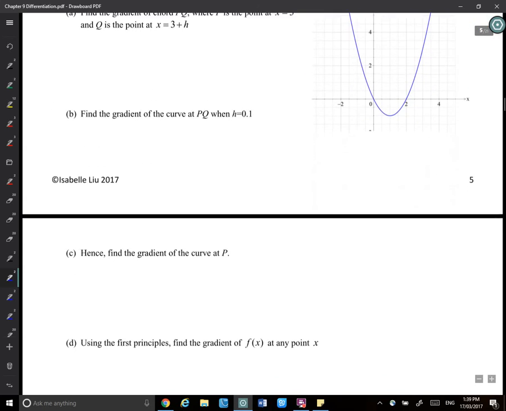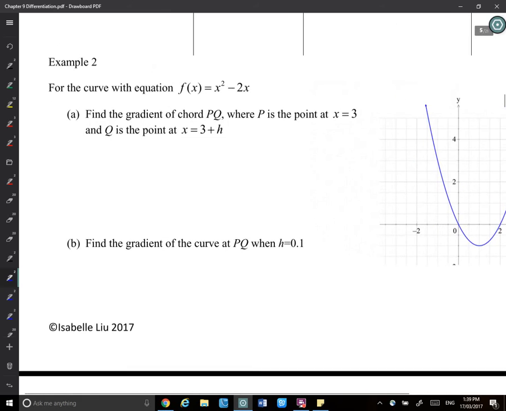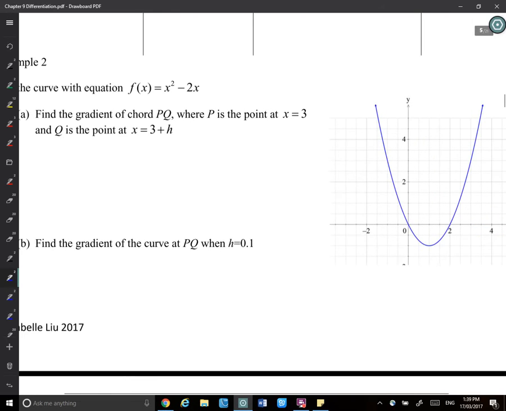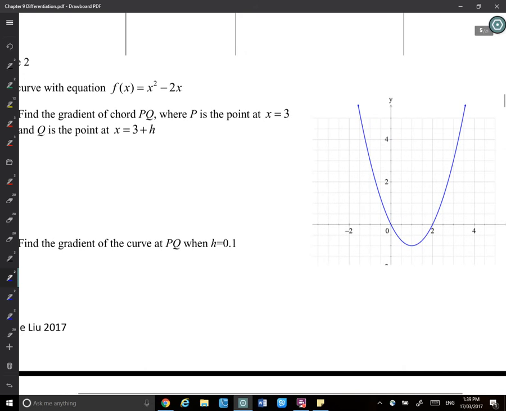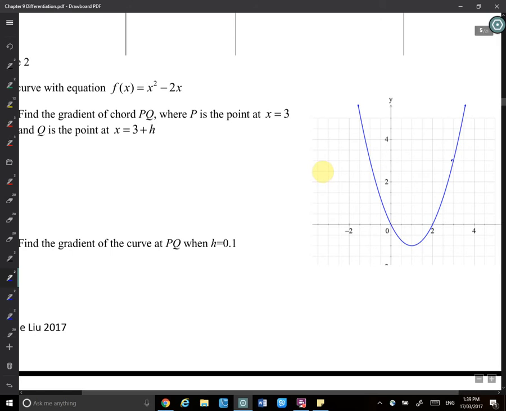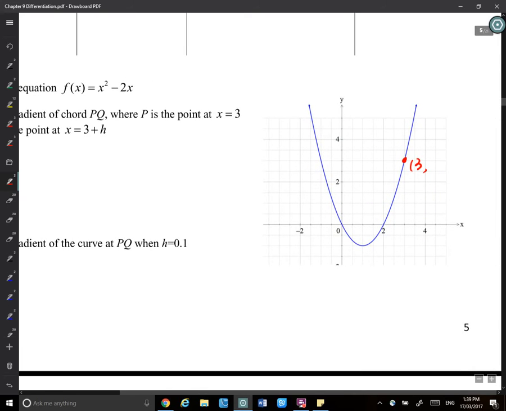Okay, let's have a look at this one. For the curve with equation fx equals x squared minus 2x, find the gradient of the chord PQ, where P is the point at 3. So the point at 3 is here. Let's label that point. What is f3? 3 times 3 is 9, minus 6, which is 3. So you have 3, 3.